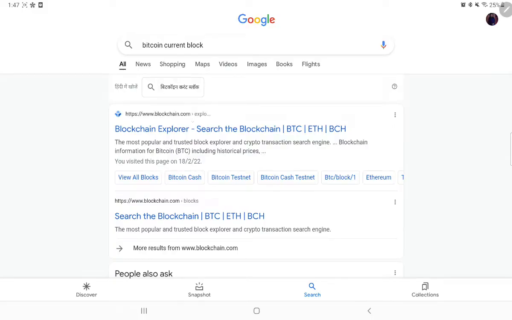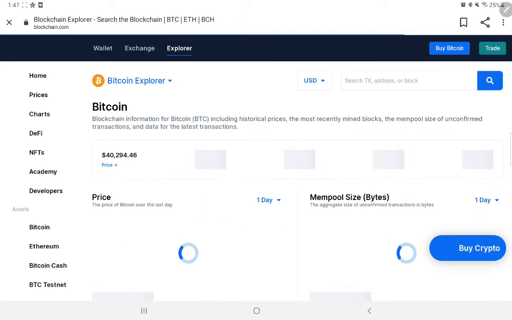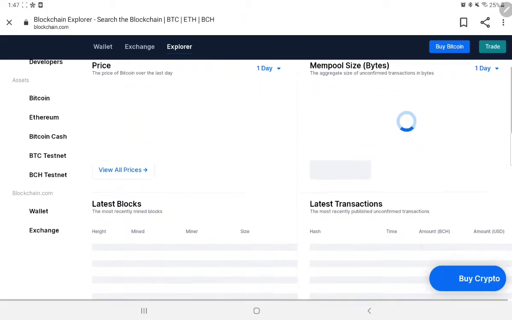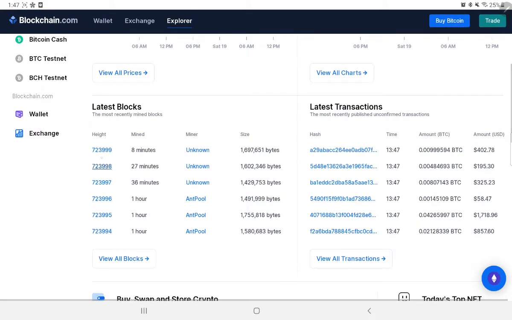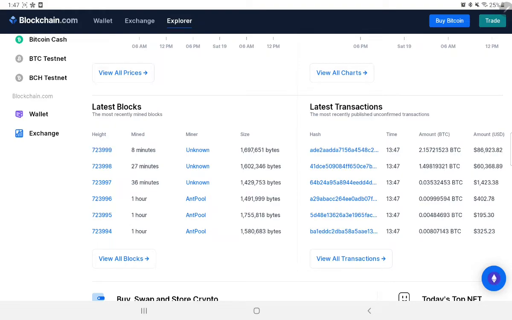So we have searched Bitcoin current block. Now I am searching this. Okay, so over here you can see the latest, the most recently mined blocks. You can see the first block, which was mined 8 minutes back. It is block 723,999. Just open it, right?